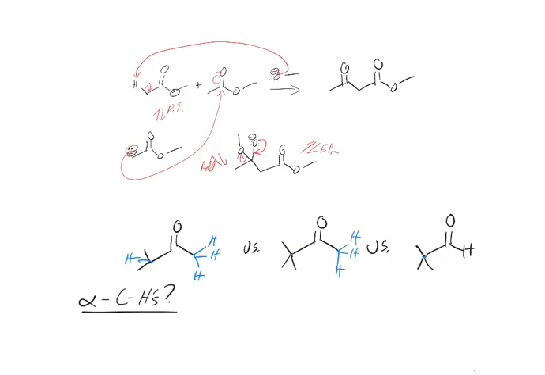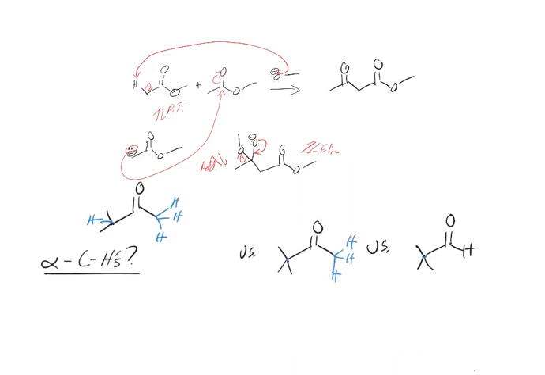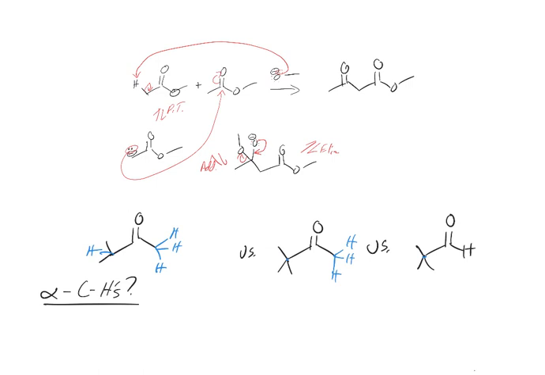Now we can take this a step further with this one. We can talk about kinetic and thermodynamic enolates. So let's say I deprotonated it. I could have this kind of enolate, or I could have this kind of enolate. Now this one, the green one, is going to be my thermodynamic enolate. Why is that? Because it has a more substituted double bond, so that makes it more stable, like Zaitsev's rule.